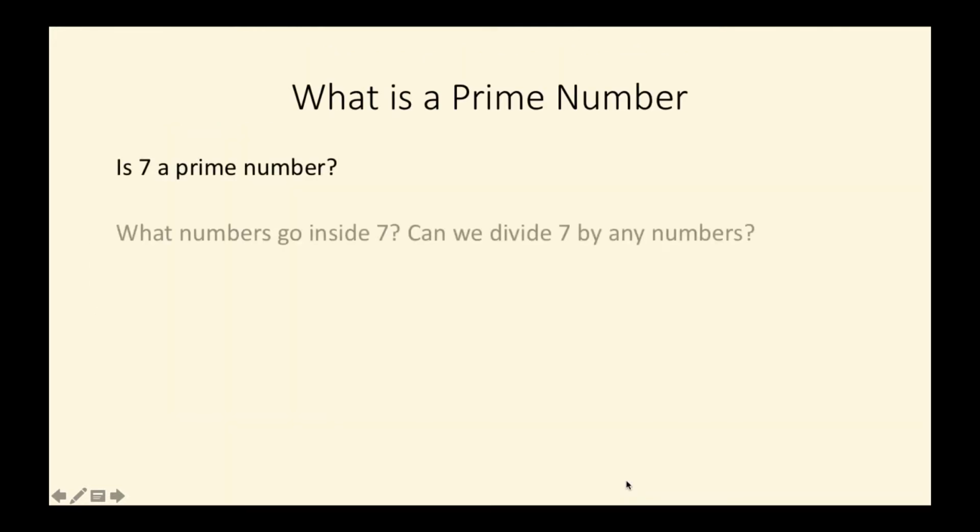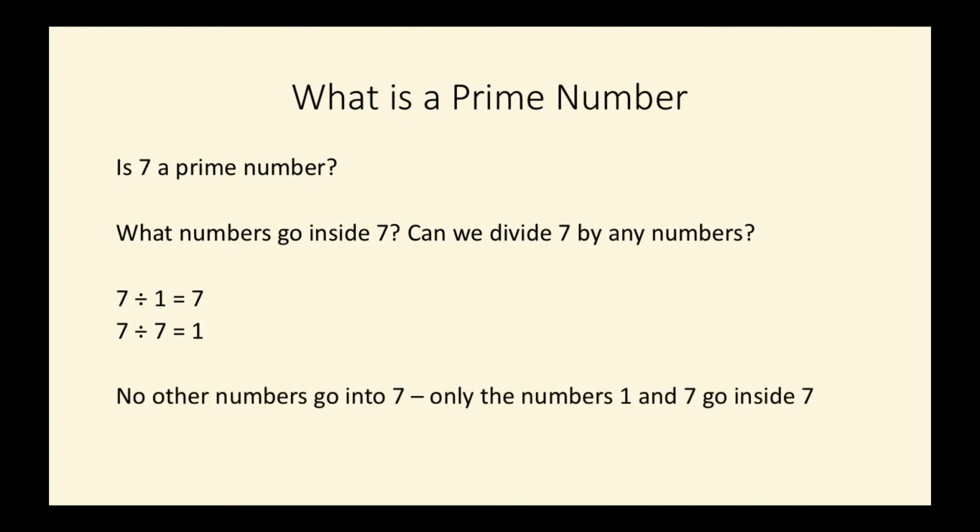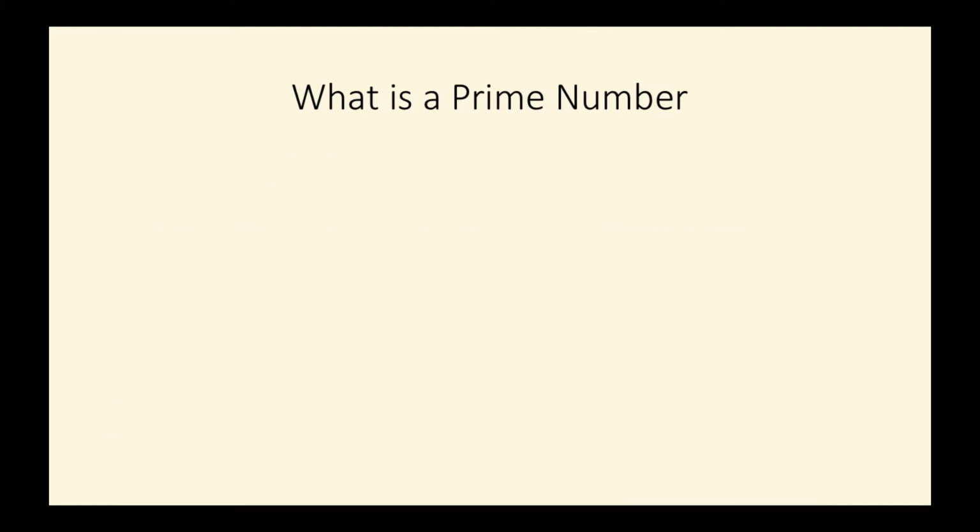Is 7 a prime number? What numbers go inside 7? 7 divided by 1 is 7, and 7 divided by 7 is 1. No other numbers go into 7. Only the numbers 1 and 7. So we can't divide 7 by anything else, so 7 is a prime number. Okay, I know this is getting a bit tedious. We're just going to have a look at one more.